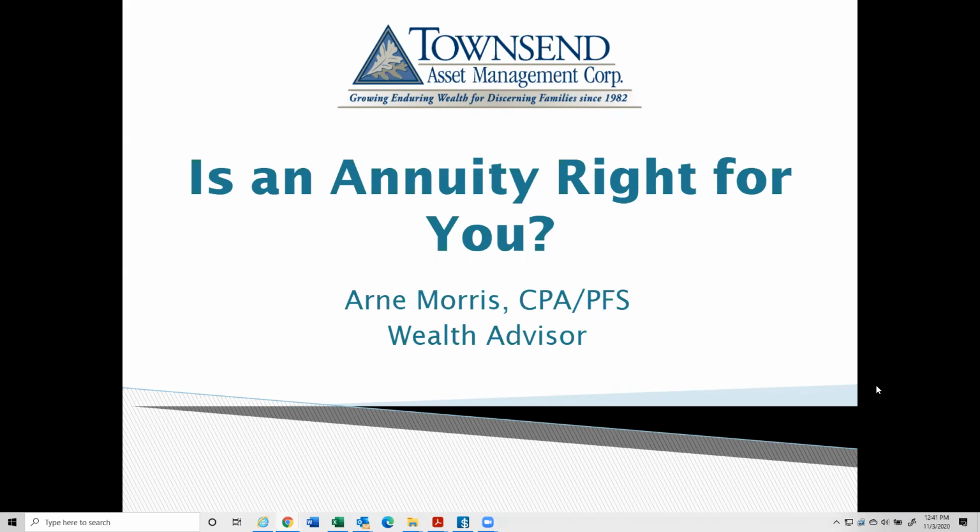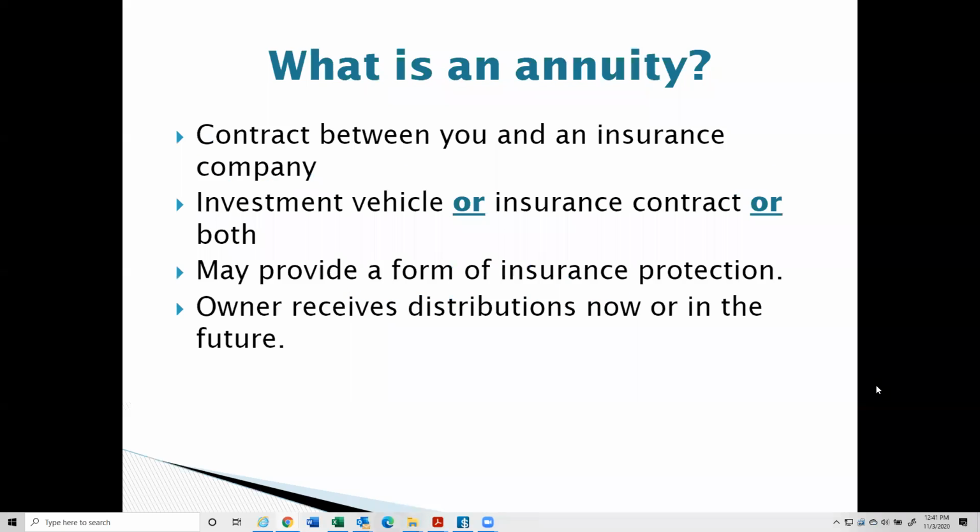We're going to discuss annuities today. So, what is an annuity? An annuity is a contract between you and the insurance company in which you make lump sum payments or a series of payments, and in return, you receive regular disbursements beginning either immediately or at some point in the future. And we'll talk more about that as we go.